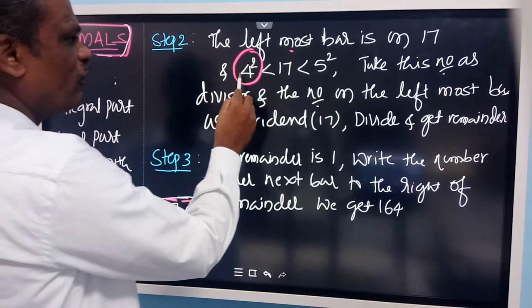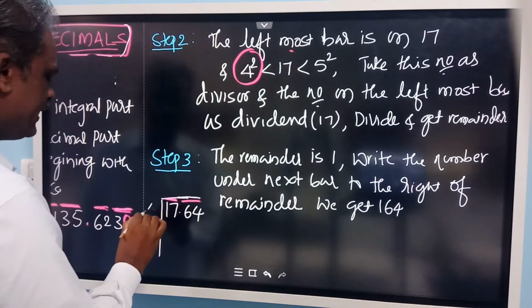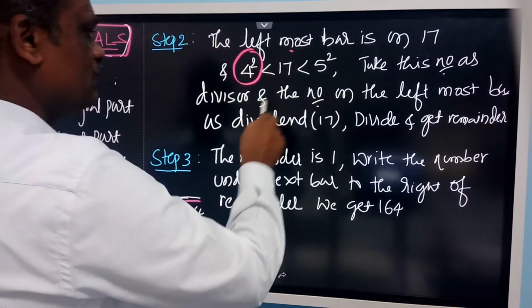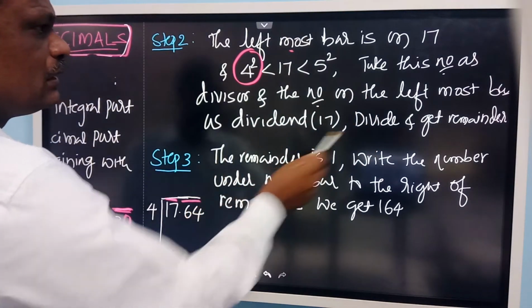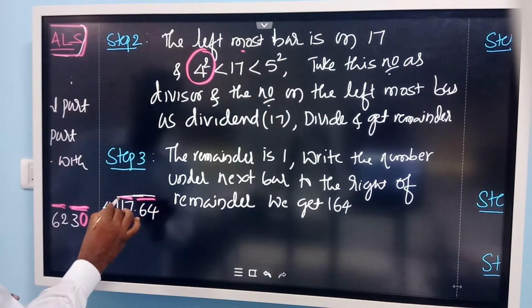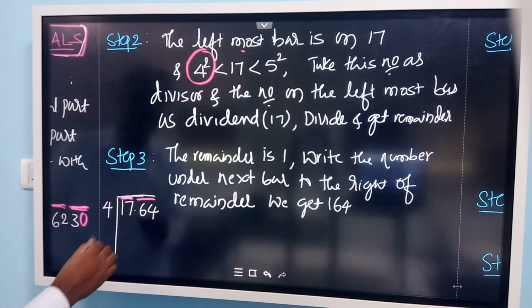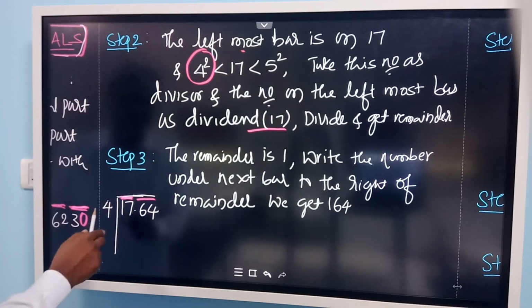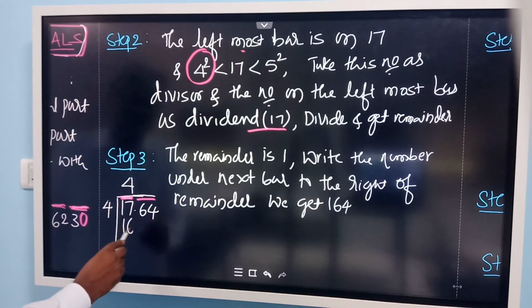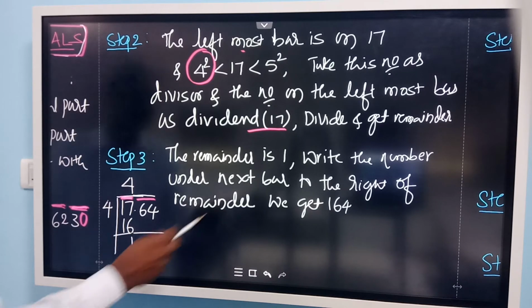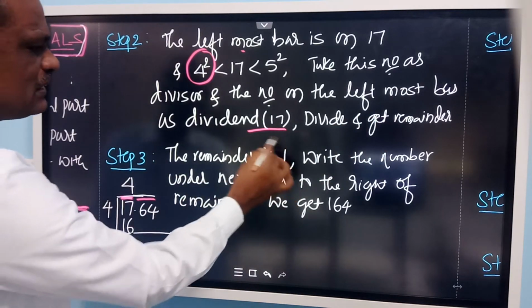Take this number 4 in the divisor. Write the divisor as 4. The leftmost bar, 17, is the dividend. 4 is the divisor and 17 is the dividend. Now divide: 4 4s are 16. What is the remainder you will get? 17 minus 16 is 1. So the remainder is 1.